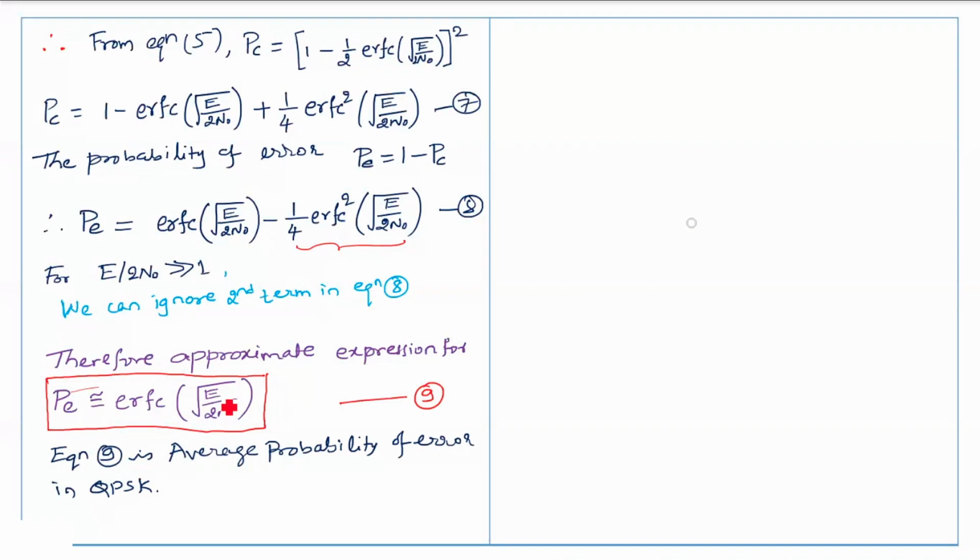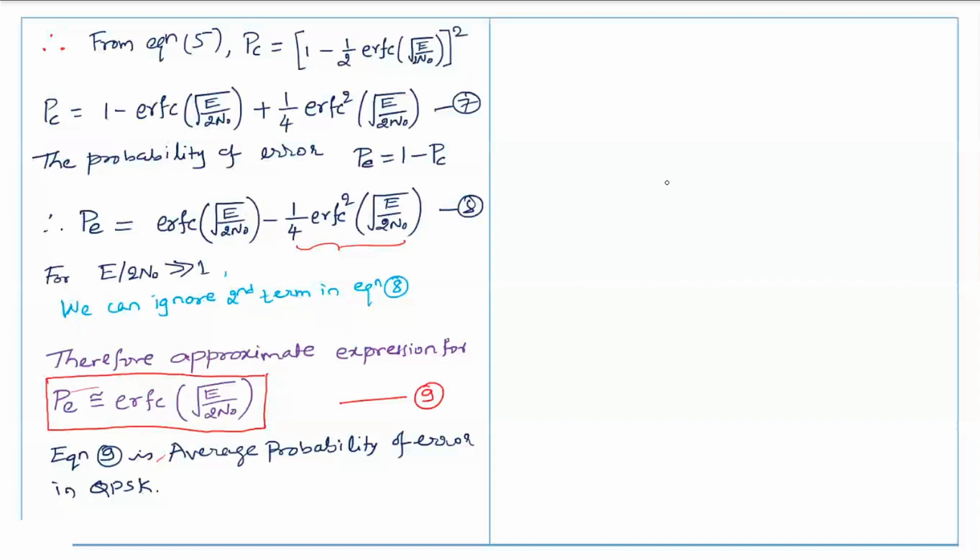Now what is E? E is nothing but the energy per symbol, right? So now equation 9 is the average probability of error. Now assuming the symbols emitted by the source are equiprobable, probability of 00 equals probability of 01 equals probability of 10 equals probability of 11, that will be nothing but 1 by 4. If the symbols are equiprobable, the average probability of error can be written as ERFC of square root of E by 2 N naught. Okay, right?